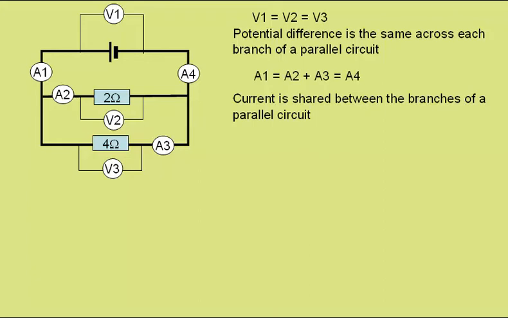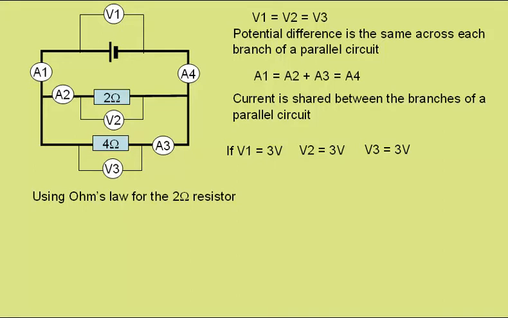Now to put some figures in. If we say that voltmeter 1 is reading 3 volts, then voltmeter 2 and voltmeter 3 will also read 3 volts. Using Ohm's law again for the 2 ohm resistor here, we can say that I is equal to V over R, current is equal to potential difference divided by resistance. The potential difference now is 3 volts divided by 2 ohms, giving a current through the 2 ohm resistor of 1.5 amps.